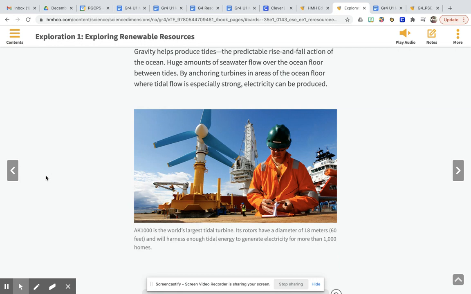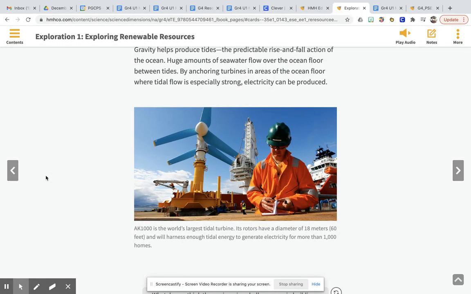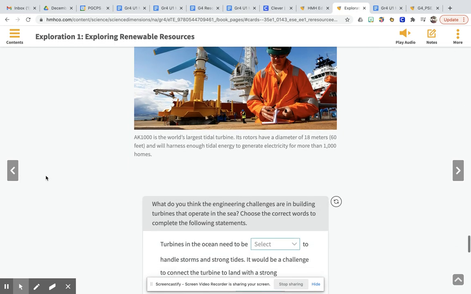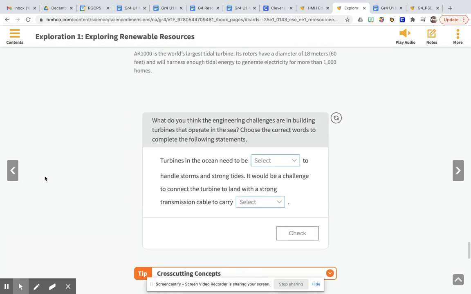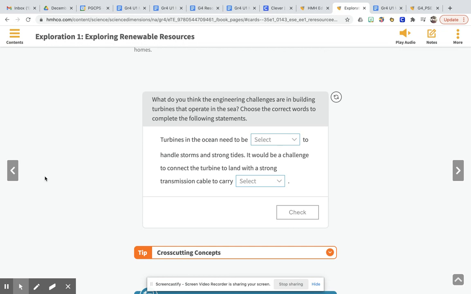Remember, guys, when we talked about our non-renewable resources yesterday, those are things that once they're gone, we're not going to be able to get them back in our lifetime. So there's a heavy emphasis on scientists being able to come up with renewable resources in order to keep the energy flowing. They're saying that the tides of the ocean are one of those resources. We've got another checkpoint here. It says, what do you think the engineering challenges are in building turbines that operate in the sea? Choose the correct words to complete the following statement.